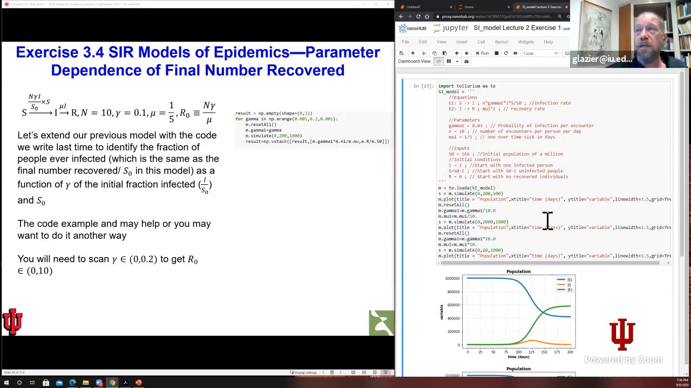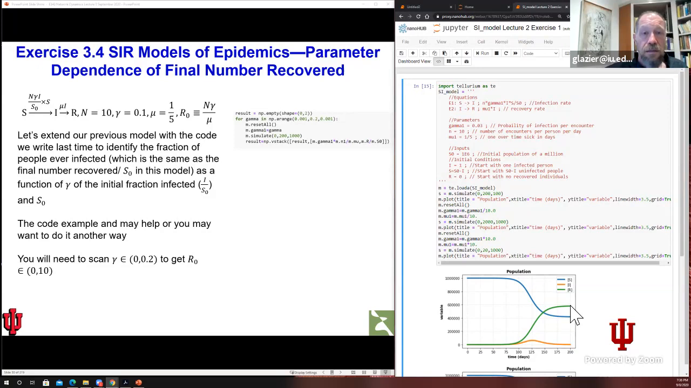So here's the exercise. We've got our code here that runs this simulation. We know how to change our R naught value. And now let's plot, using VStack or any way you like, the final value of R as a function of R naught.